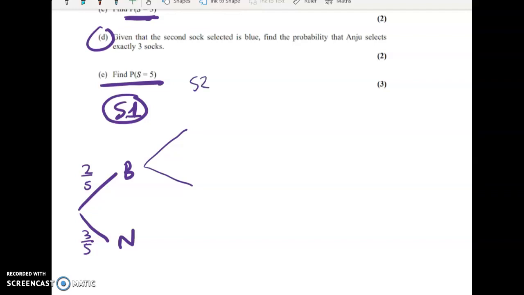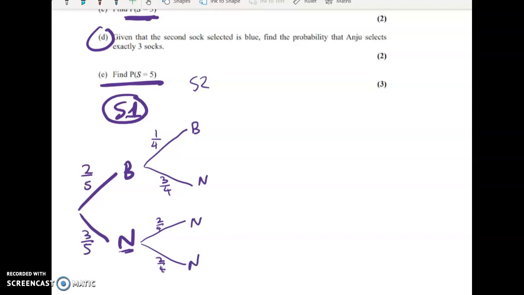Sock 2. Now this tree's going to get a wee bit messy. Well, if she's lucky, she'll pull out the second blue sock on go 2. Now there's only 1 blue sock left in there now, so it's 1 out of 4. And there are 3 not blue socks. The second time round, if the first one was not a blue sock, there are still 2 blue socks in there. So it's 2 out of 4 and 2 out of 4.